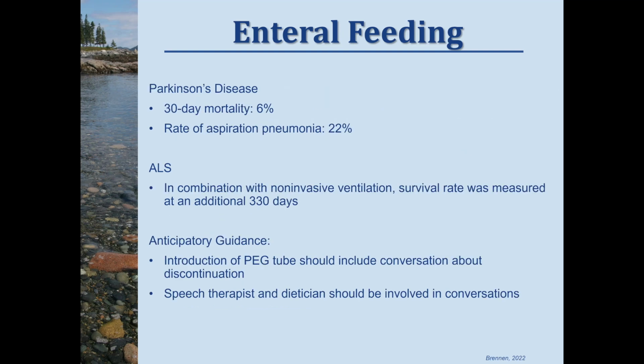So with that, a few statistics on Parkinson's disease. Patients who do get a PEG tube placed, the 30-day mortality is still 6%. So that's not benign. The rate of aspiration pneumonia is still 22%. So again, it doesn't reduce that risk. Looking at ALS patients with a PEG tube who are also on non-invasive ventilation, the combination of the two, survival is actually measured at about 330 days. So that can significantly extend lifespan for people.